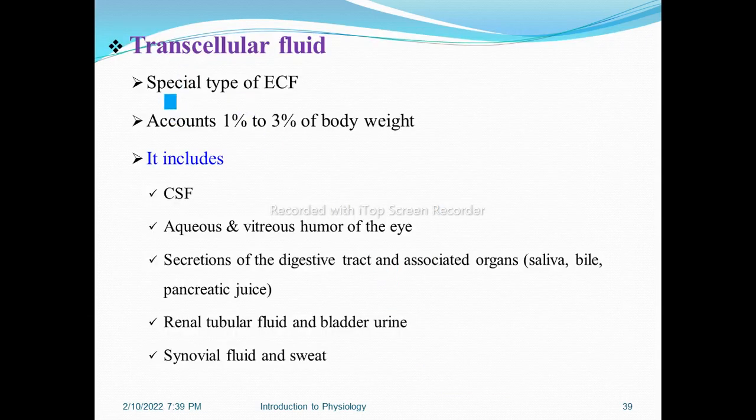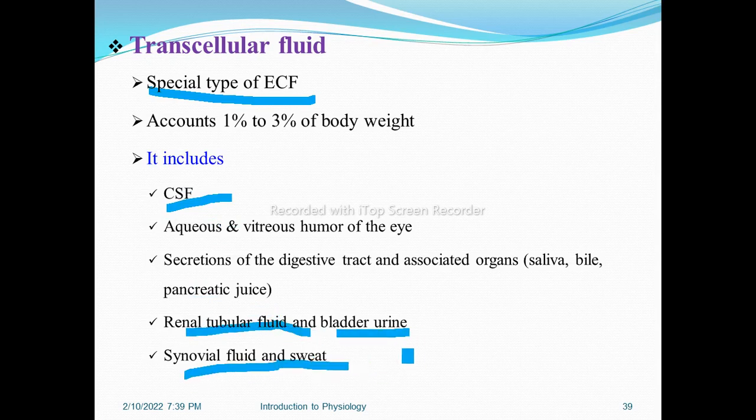So transcellular fluid is a special type of extracellular fluid. It accounts for 1% to 3% of body weight. Transcellular fluids are cerebrospinal fluid, aqueous and vitreous humor in the eye, secretions of the digestive tract and associated organs like saliva, bile, pancreatic juice, renal tubular fluid and bladder urine, synovial fluid and sweat. These all are transcellular fluid, a special type of extracellular fluid.